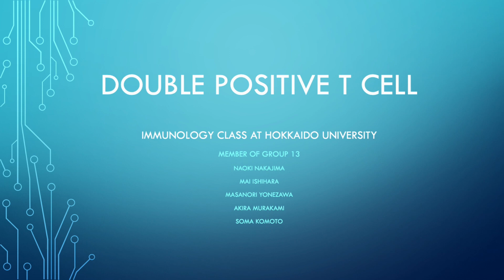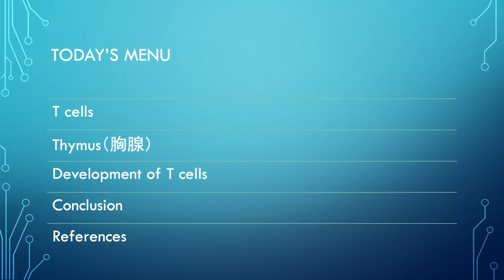We are group 13, and today we are going to talk about double positive T cell. First of all, let's check today's menu. To understand double positive T cell, understanding T cell and thymus is important. Therefore, we introduce both of them at first. Then we talk about development of T cell.